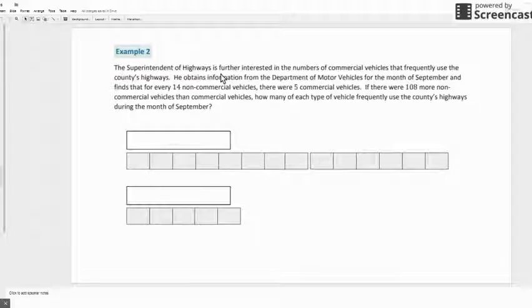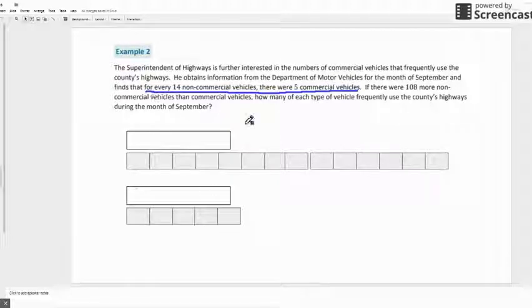All right, the superintendent of highways is further interested in the number of commercial vehicles that frequently use the county's highway. He obtains information from the Department of Motor Vehicles for the month of September, and finds that for every 14 non-commercial vehicles, there are 5 commercial vehicles. Well, that first sentence is really just telling us what they're doing. The second sentence, however, has an important piece of information. It has a ratio here. Remember, for every indicates a ratio coming up. 14 non-commercial vehicles, there are 5 commercial vehicles.